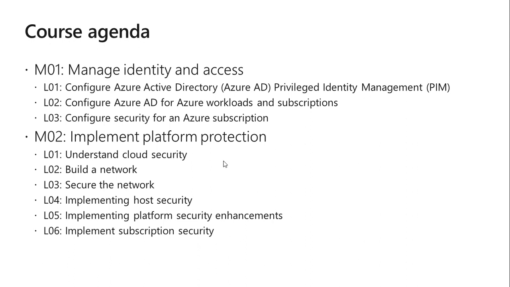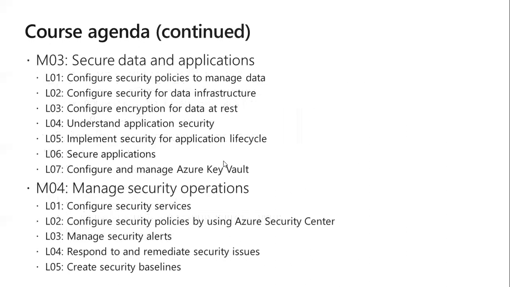Then when we jump towards module 3, what do we cover in module 3? In module 3, we try to cover how we can secure data and applications. So how can we build applications? How can we build applications using infrastructure as a service? How can we build applications using platform as a service? Right? And when we are building all these things, how would we be able to secure the data, how would we be able to do the encryption of data at rest, encryption for data in transit.